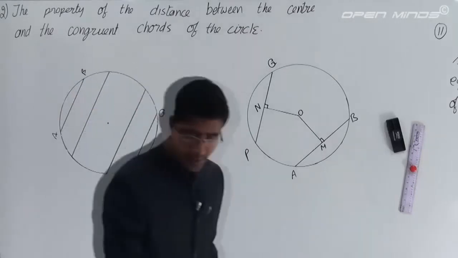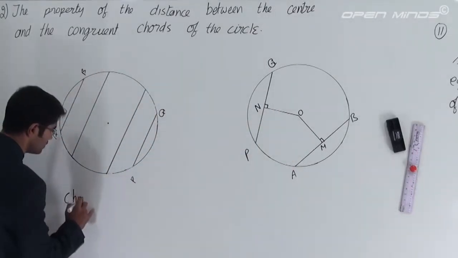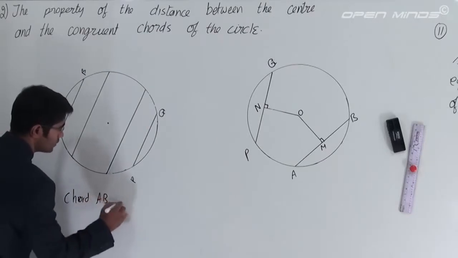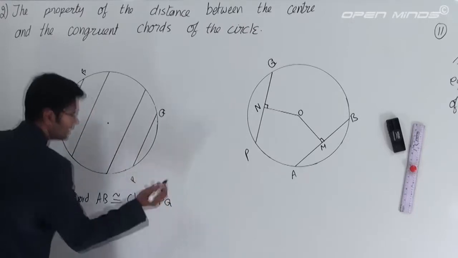If I have to write that, I write the chord AB is congruent to the chord PQ. That's it. Very simple.